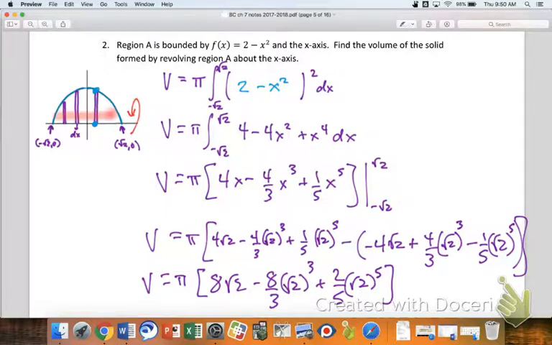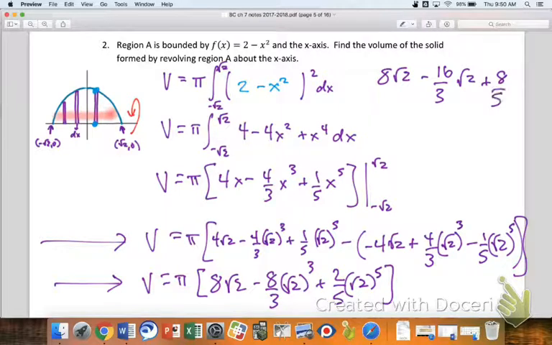Do I have to keep going? That's a good question. Maybe I do, maybe I don't. As you know, on an FRQ, I could have actually stopped right there, but this would be a little cleaner. Anyways, anybody take it further than that? So let's see here. It'd be 8 root 2 minus 16/3 root 2 plus 8/5 root 2.